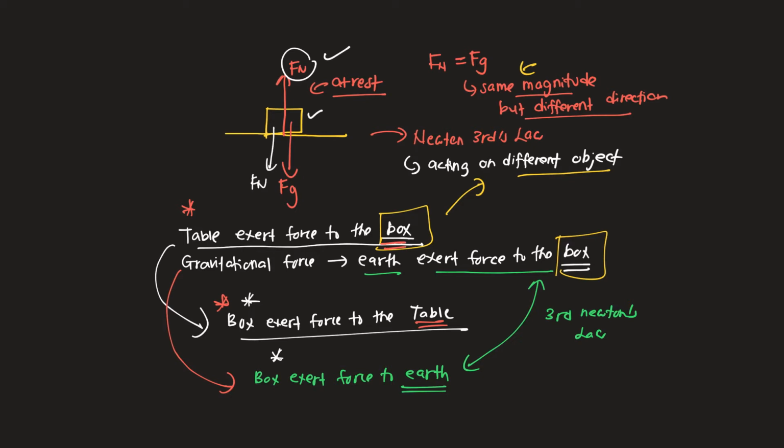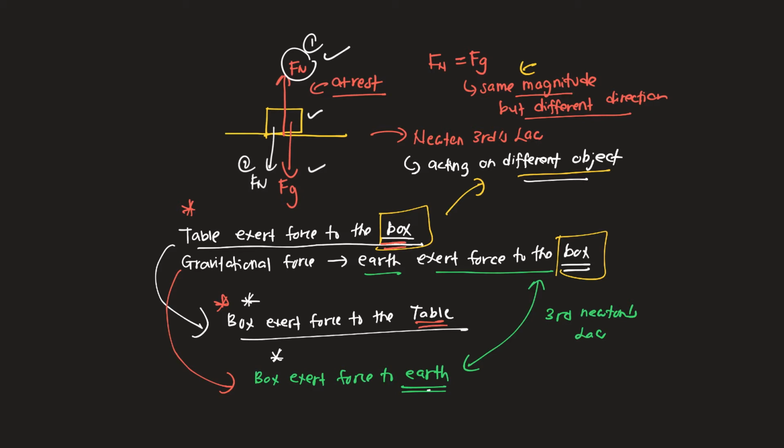The first and the second one are Newton's third law: same magnitude, different direction, and acting on different objects. And for the second part, which is gravitational force, Earth exerts force to the box, which means Earth exerts force to the box downward, following the direction of gravitational acceleration, and the box exerts force to the Earth. It can be anywhere because Earth is so large and the box is very, very small. But it also comes in a pair, and that is Newton's law.